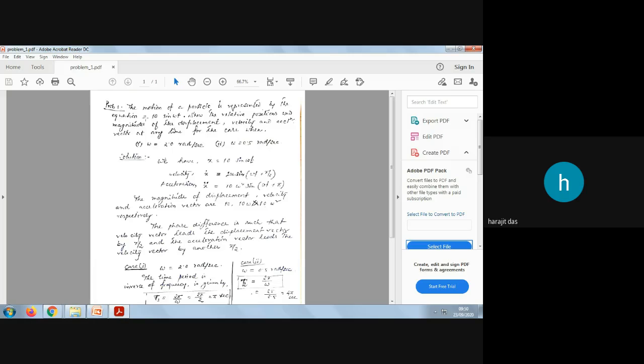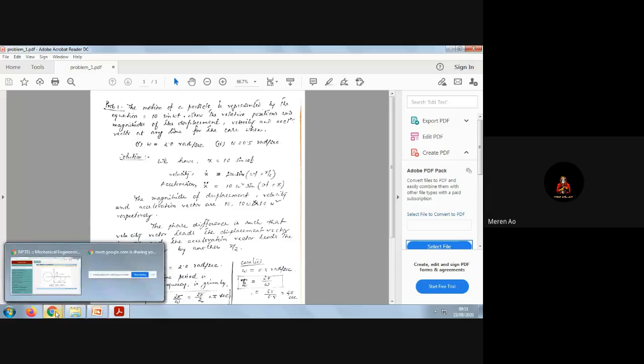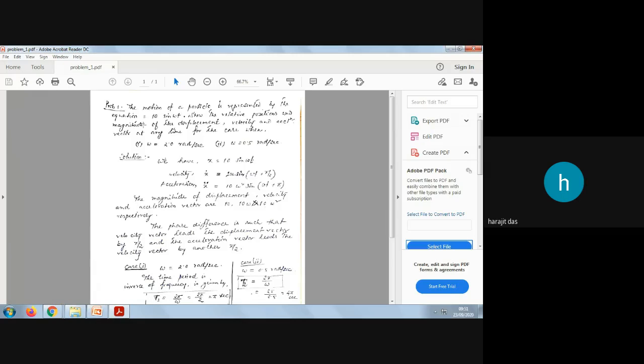So we have got the equation that x equals 10 sine omega t. I think my screen is visible to you. Hello, anyone please respond.